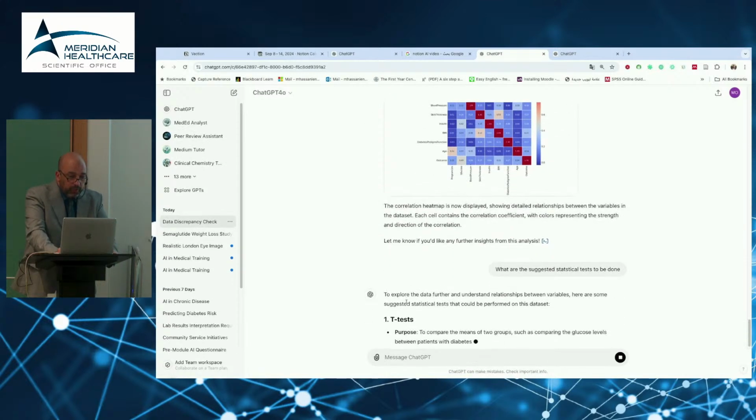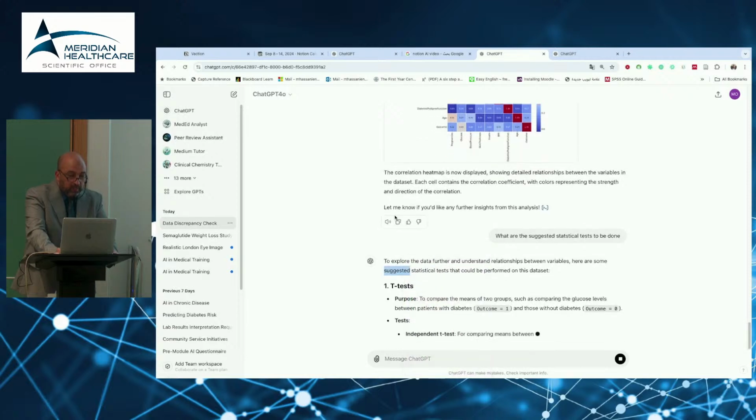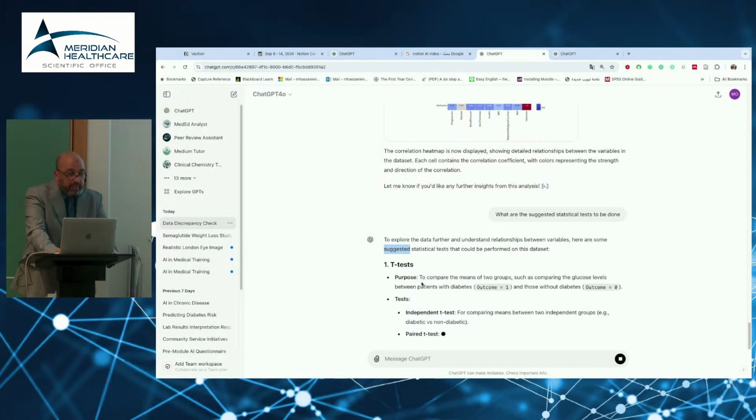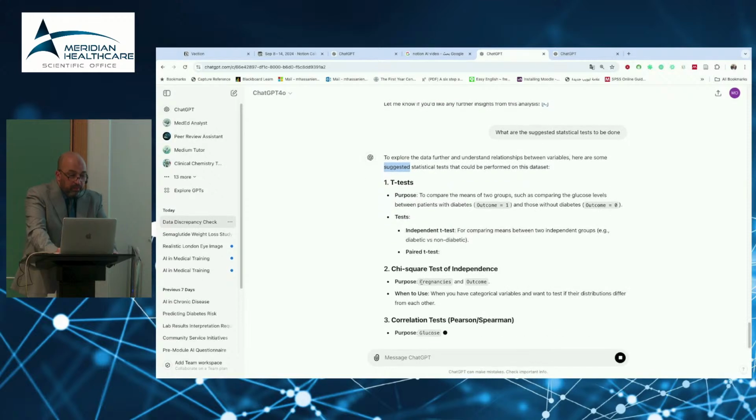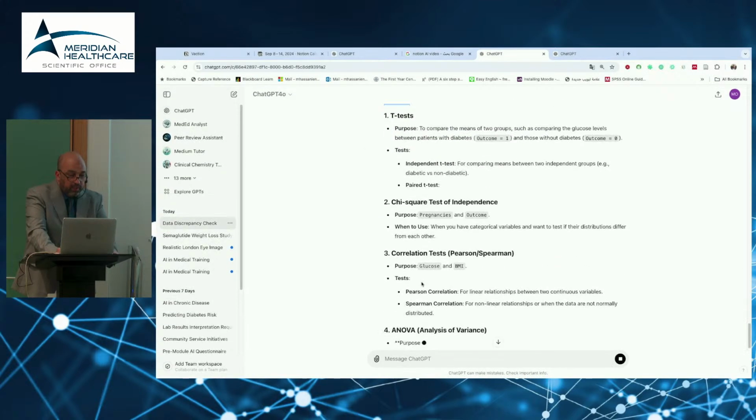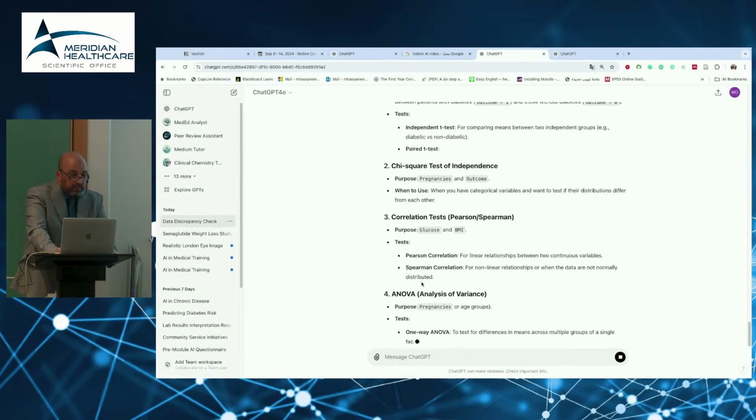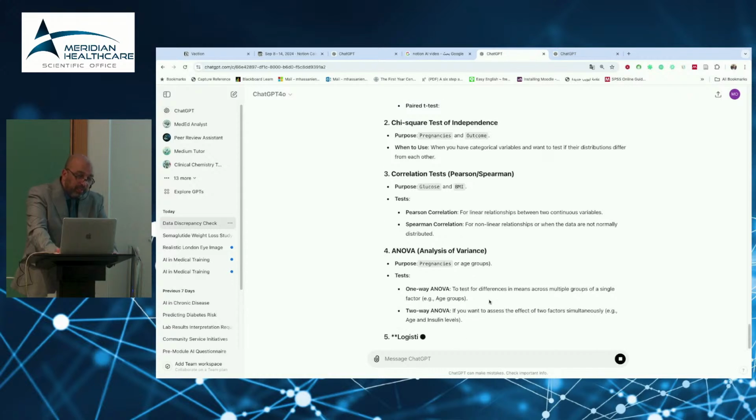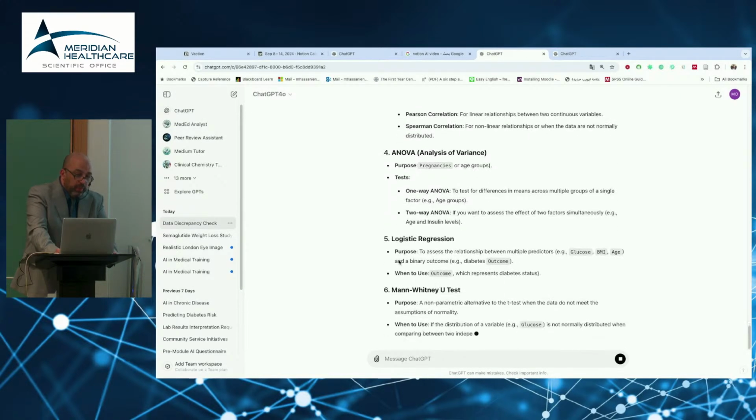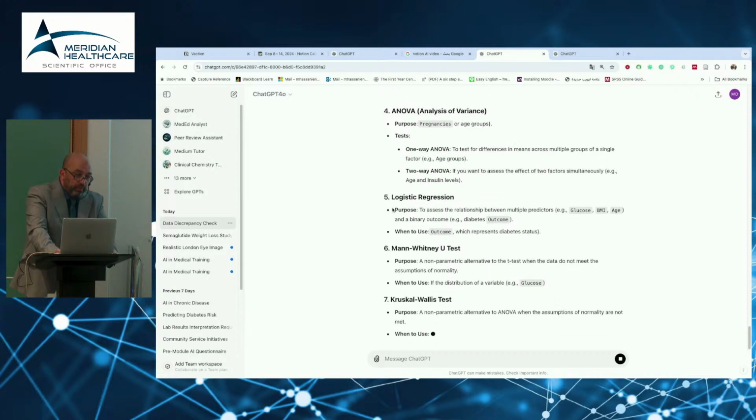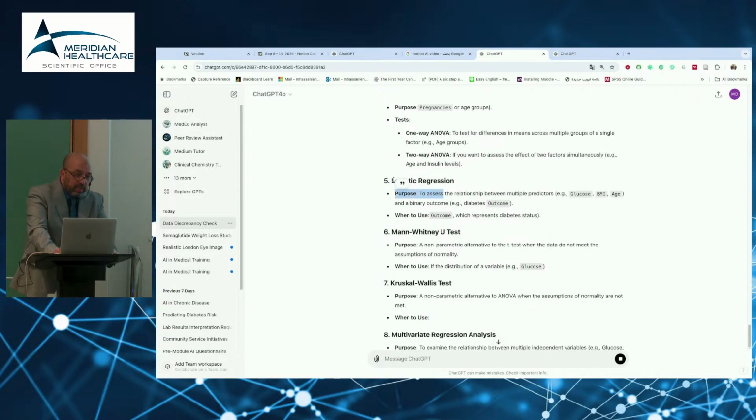It will suggest tests, t-tests, and it will explain the meaning of t-test, chi-square, correlation tests, ANOVA tests. It will suggest tests and give us a description, logistic regression, if you want to make a model to predict the occurrence of diabetes in a new case.